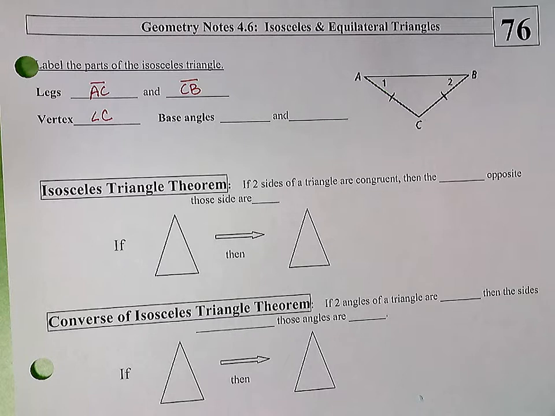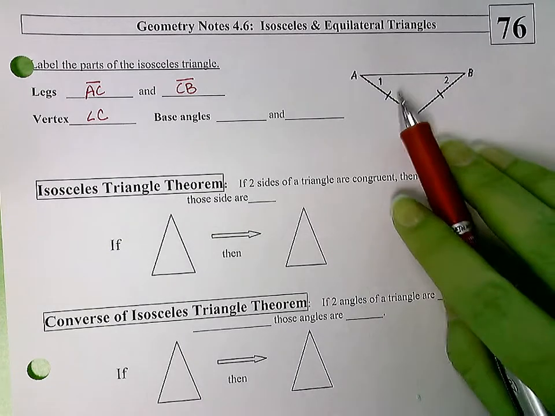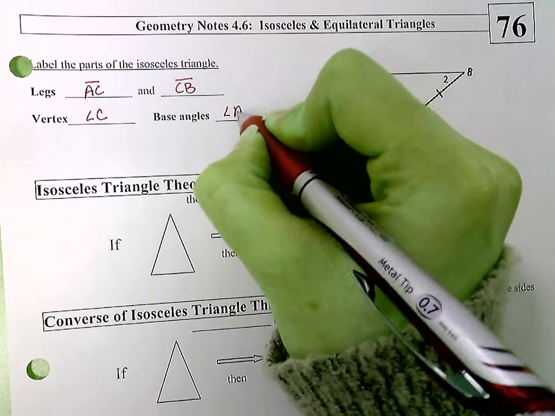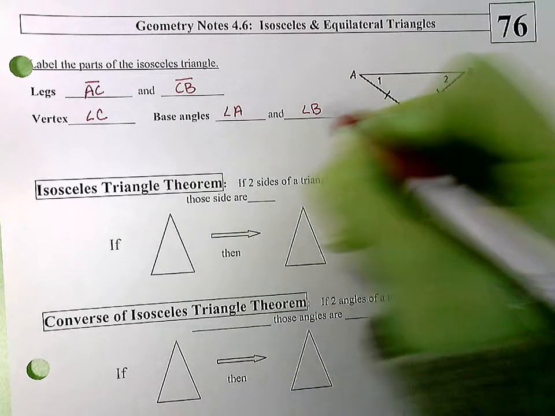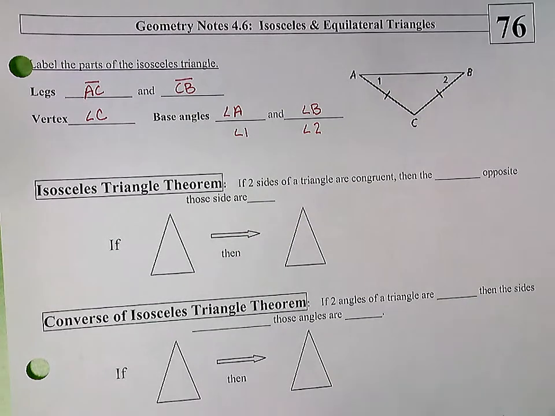And then the base angles of an isosceles triangle would be your other two angles, okay, opposite your congruent sides. Okay, so angle A and angle B, or you could have said angle 1 and angle 2. Okay, those are your base angles.